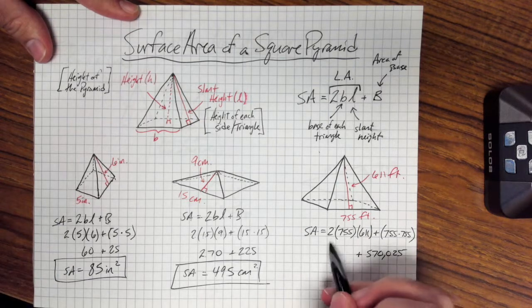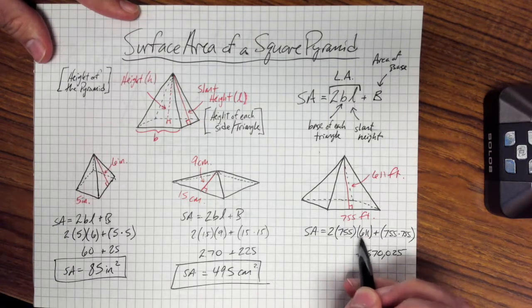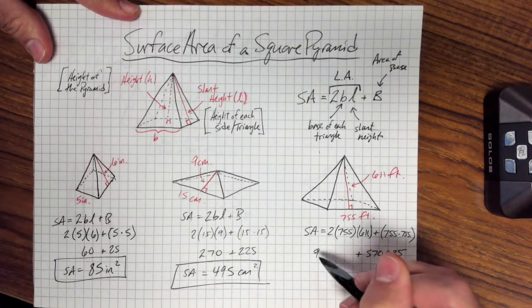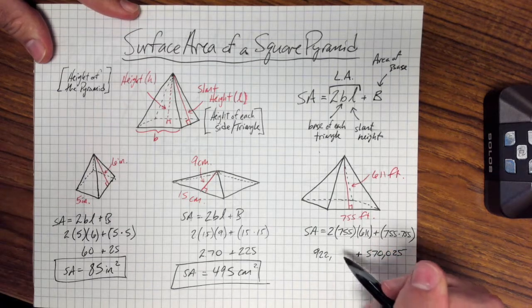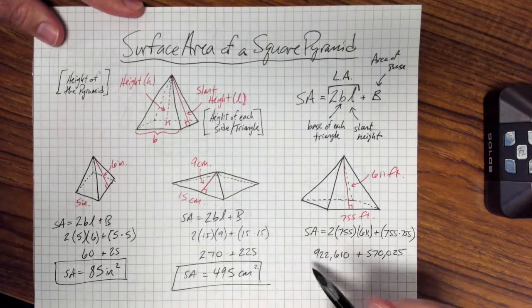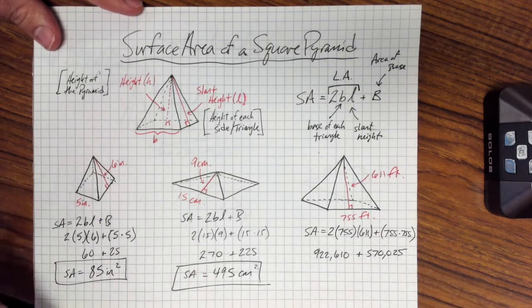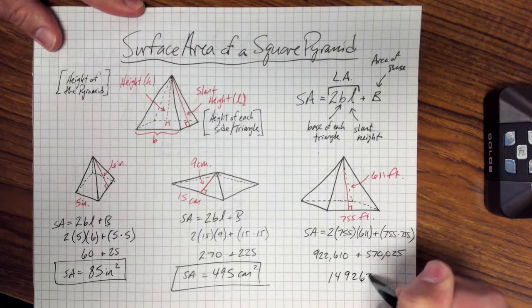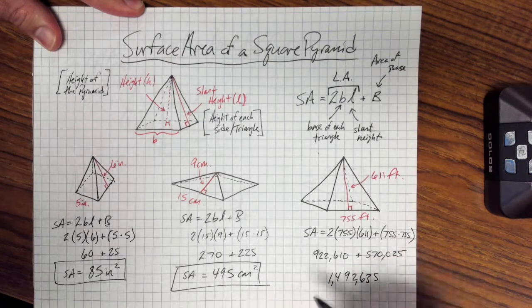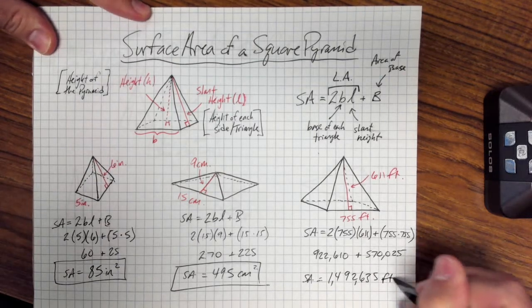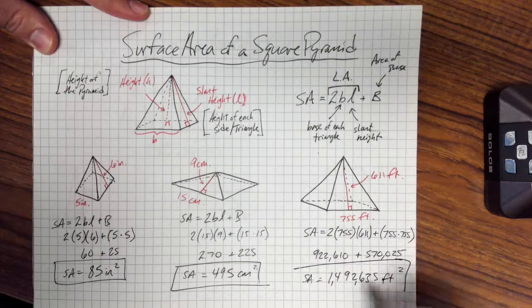Now over here, again, you have your calculator, so 2 times 755 is 1,510, times 611 comes out to 922,610, and then add that up. 922,610 plus 570,025 comes out to 1,492,635 square feet.